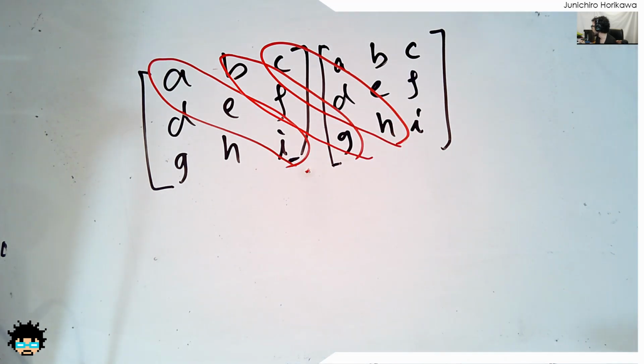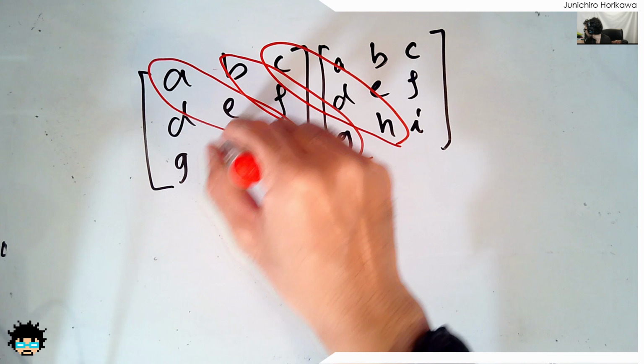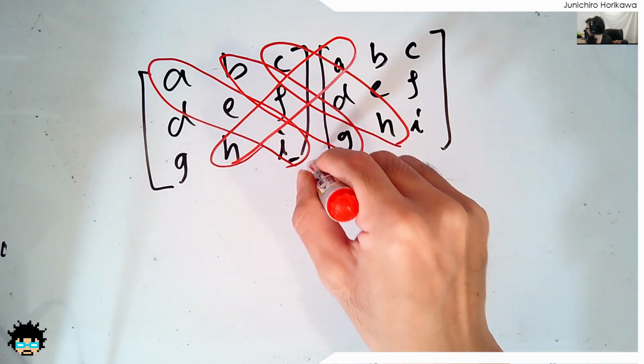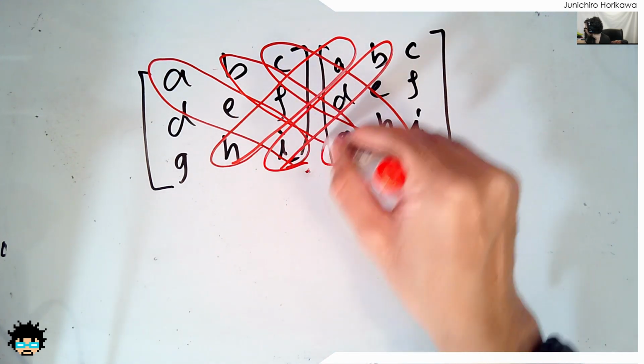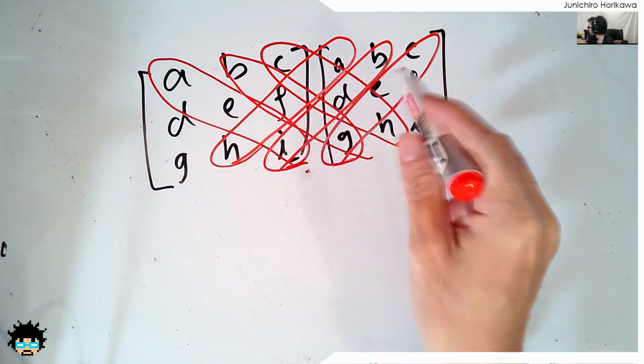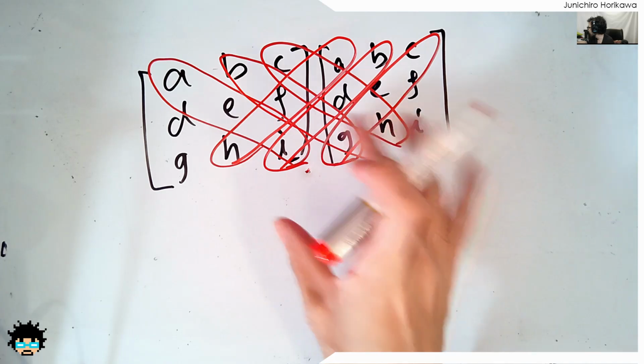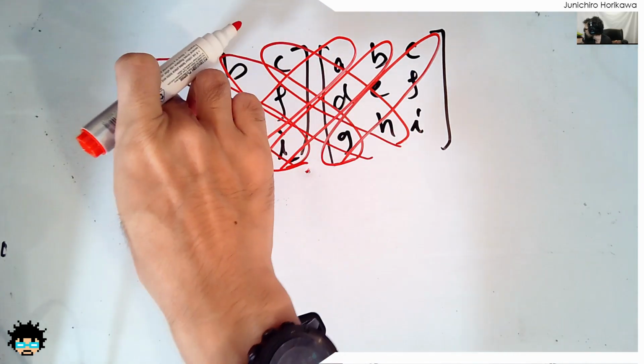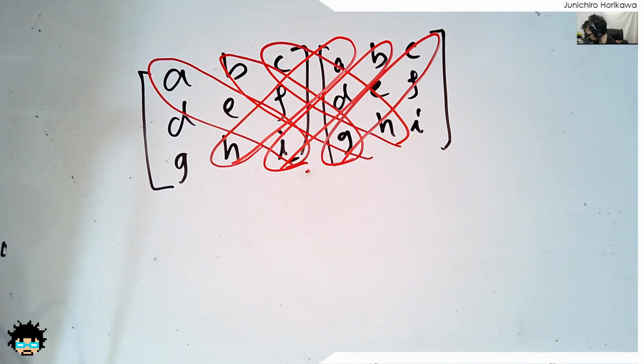And the next thing you would like to do is to get the other diagonal values, which is this one, and this one. And for these ones, you also multiply these together and subtract from the first added value.